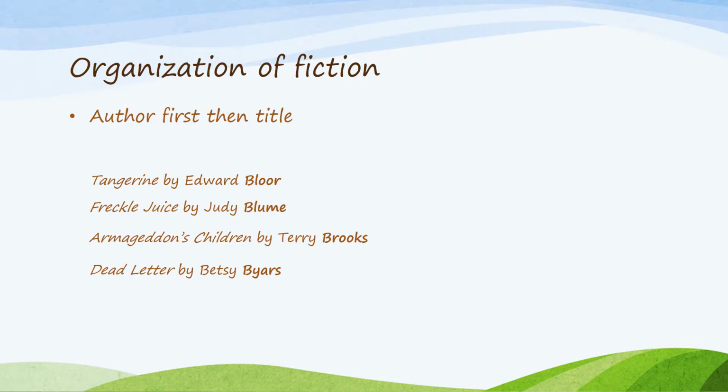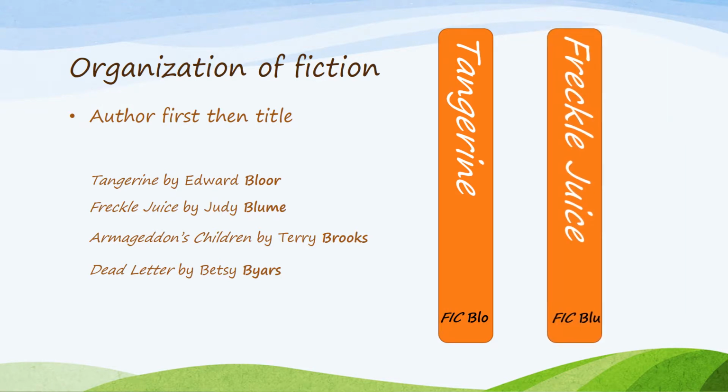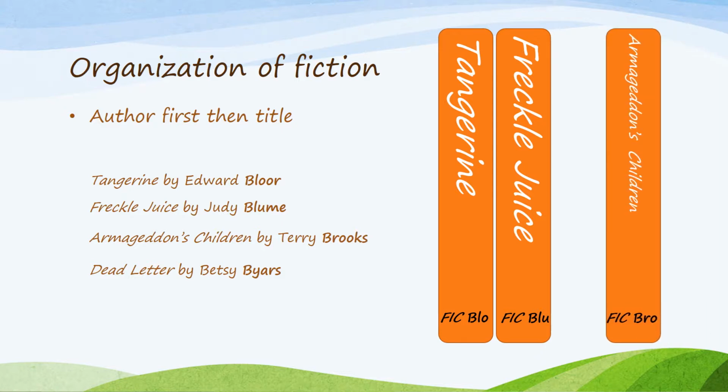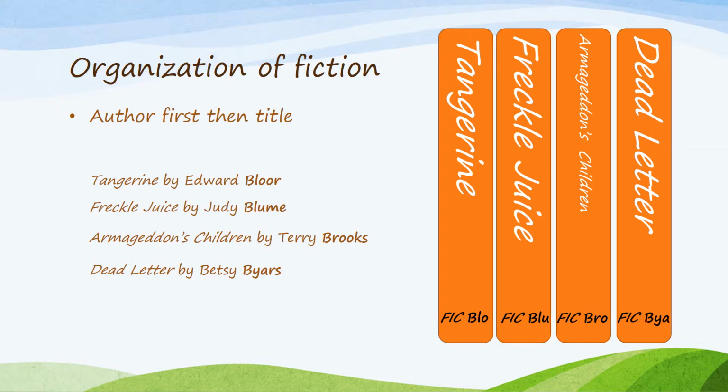Now we need to put this into order. I notice here we have BL, BL, BR, BY. BL comes before R and Y. Which of these would come first? Hopefully you could see that it's Bloor, and that would be the first book on the shelf. Next, we would get Bloom, and then from Bloom we have BR and BY. R comes first in the alphabet, so we'll click it, and you can see that that shows up. And last we have Byers. Once again, author first, then title.